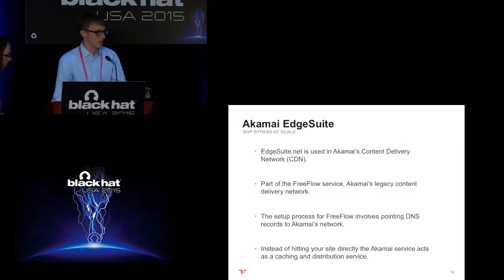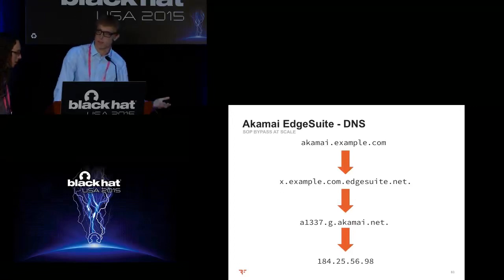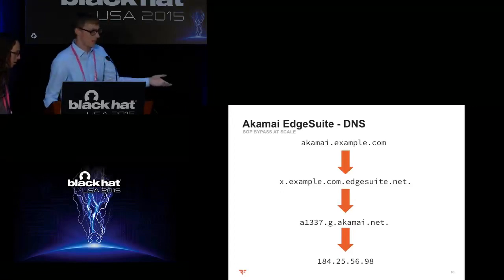Your site loads faster because you get to take their diverse network, geographically distributed across the world. And so it looks like this in DNS. We have akamai.example.com that is CNAMEd to example.com.edgesuite.net, which is another CNAME into akamai.net, and we have the IP address of an Akamai server.